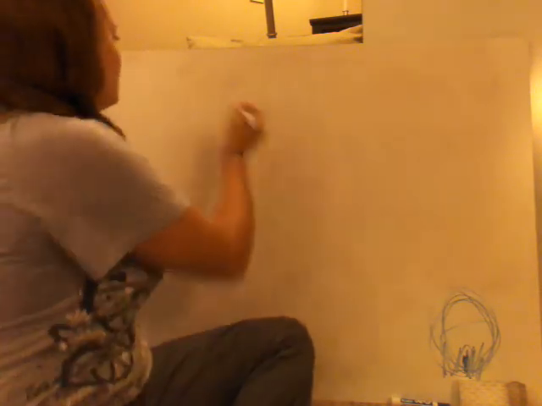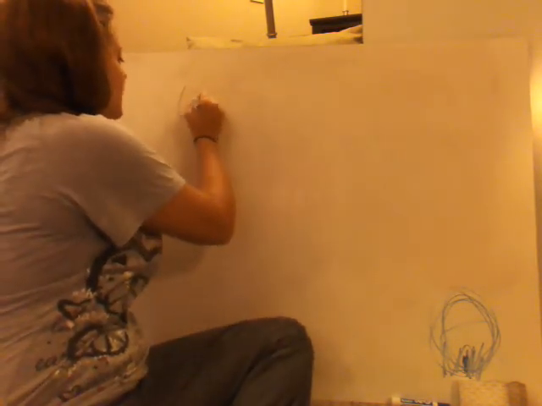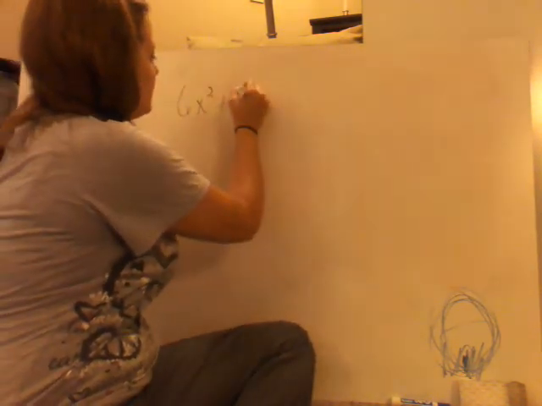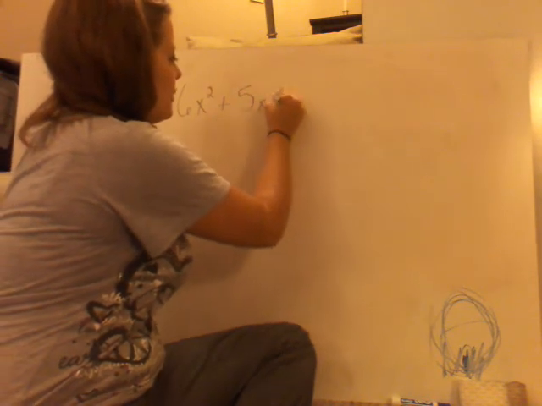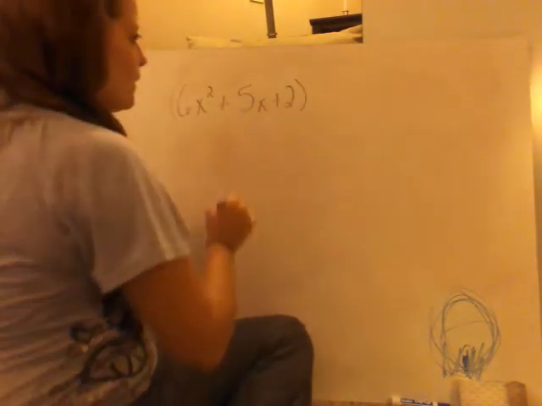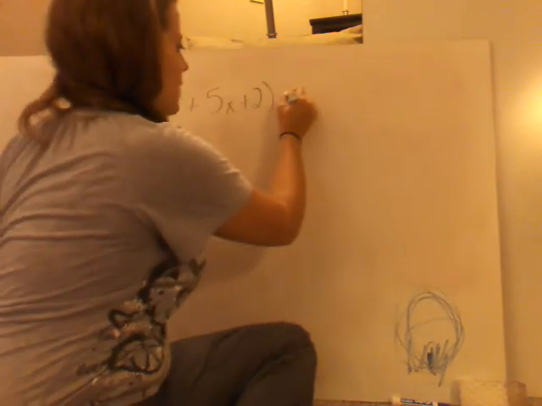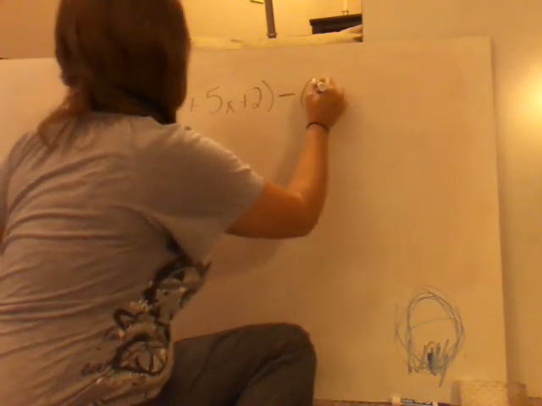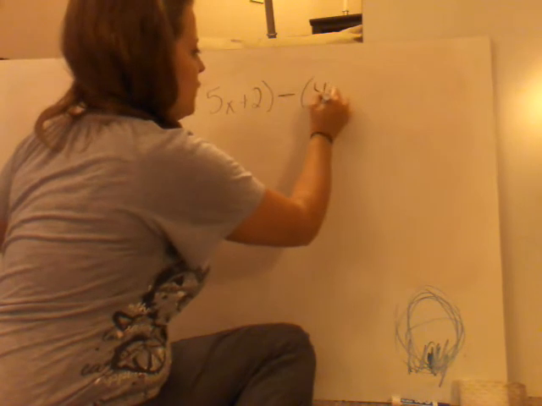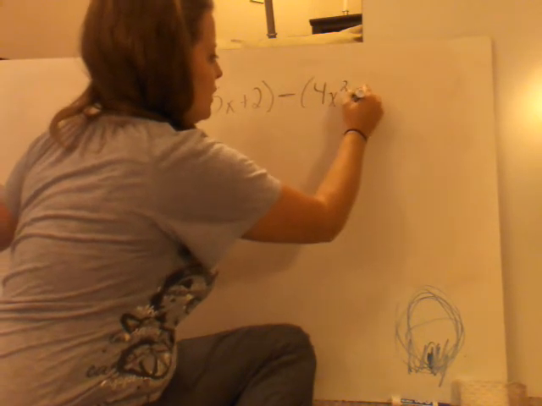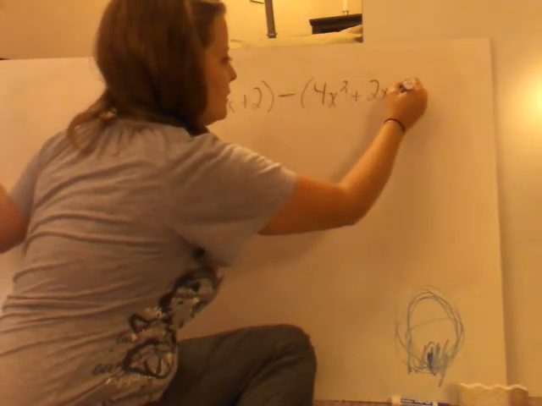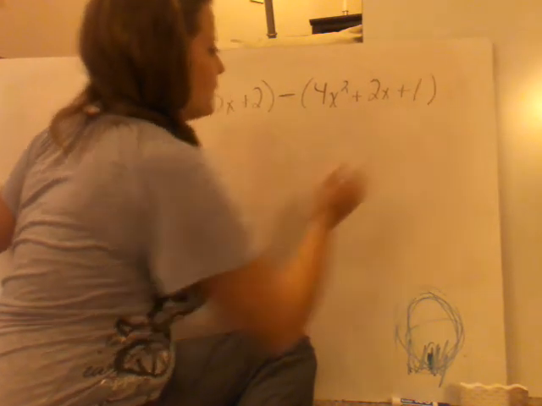Okay, so next, if I subtract, so let's say we're going to subtract 1. Where's the black marker? Alright, I found the lid, and there's the black marker. Okay, so now I want 6x squared plus 5x plus 2, minus, let's see, 4x squared plus 2x plus 1.